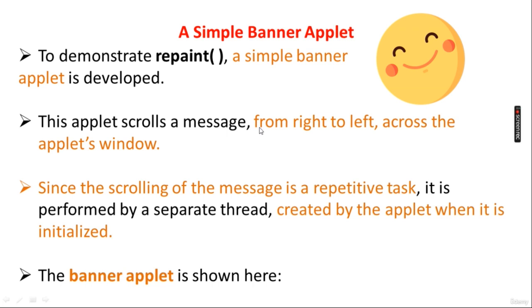Next is the simple banner applet. To demonstrate repaint, we have developed a simple banner, and this applet scrolls a message from right to left across the applet window. Since the scrolling is a repetitive task, it is performed by a separate thread created by the applet when it is initialized. So when scrolling is required, we have to create another thread to handle this, as I have explained in the previous session.